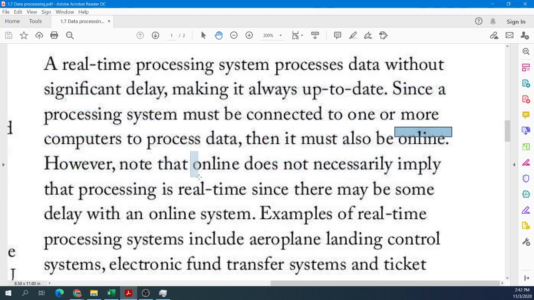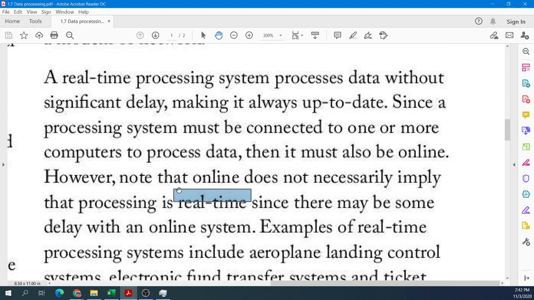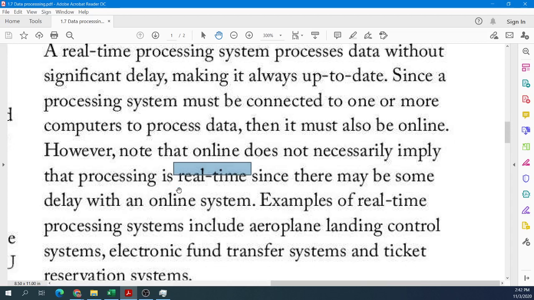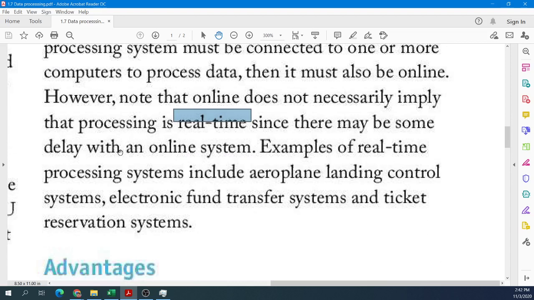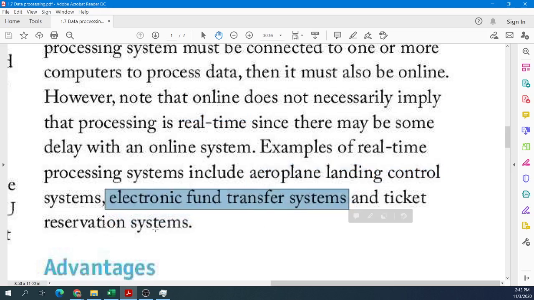But a device that is online does not mean it is processing in real time. That does not mean it processes data right away. So there's a difference between online and real time. Real time processes right away, and online just means that it is on and it is connected. Examples of real time are airplane landing control systems, electronic fund transfer systems, and ticket reservation systems.